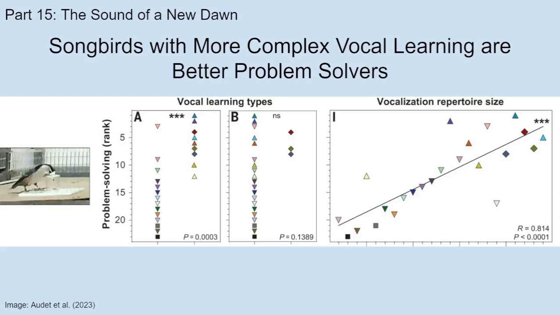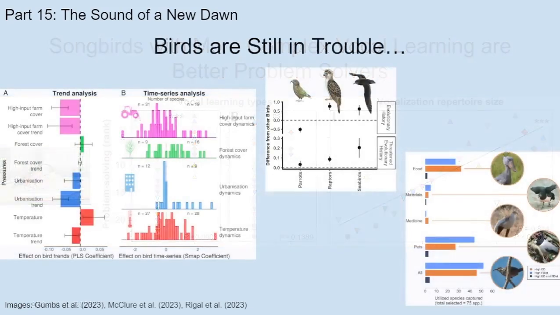And so clearly vocal learning does not correlate with improvements in all kinds of cognition, but it does correlate specifically with problem solving. So it's definitely a really interesting relationship that they found here. And yeah, I definitely would like to see this also done with parrots, for example. I wonder if they could find a similar trend there. So let's go on to the next slide.